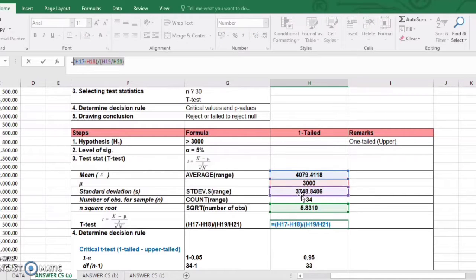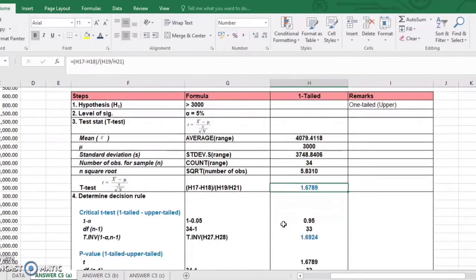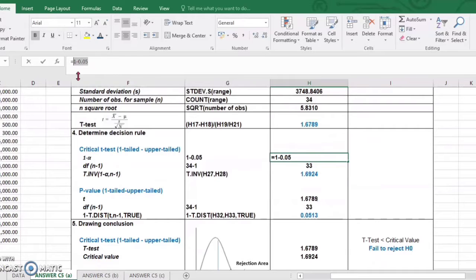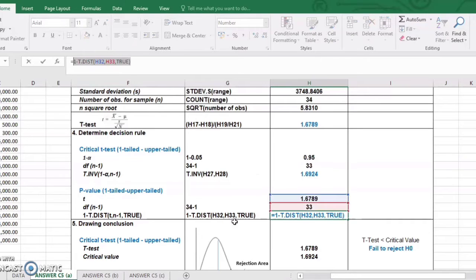To calculate the critical value, alpha is 0.05, degrees of freedom equals n minus 1. The t-test critical value is equals T.INV of 1 minus alpha, n minus 1. For the p-value, equals 1 minus T.DIST of t, n minus 1, TRUE.